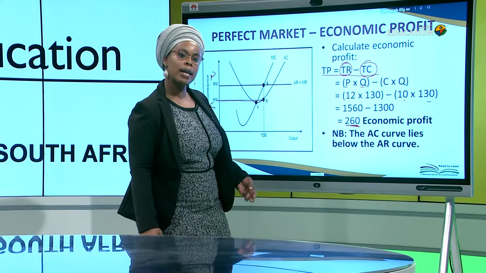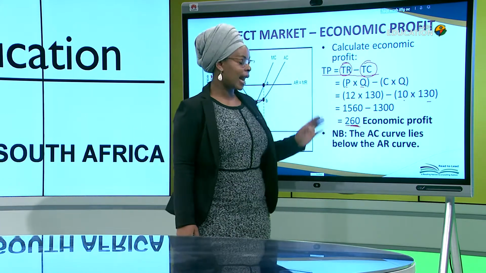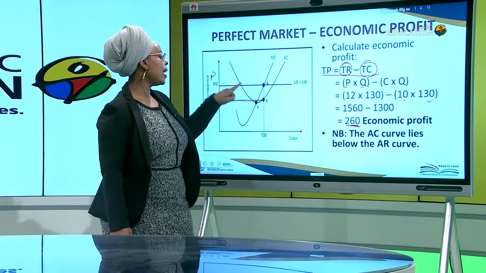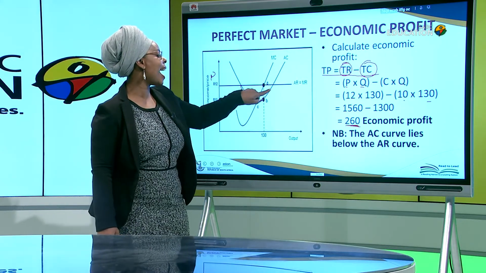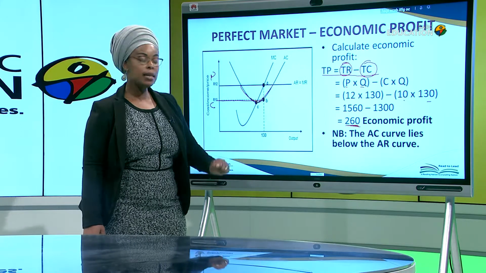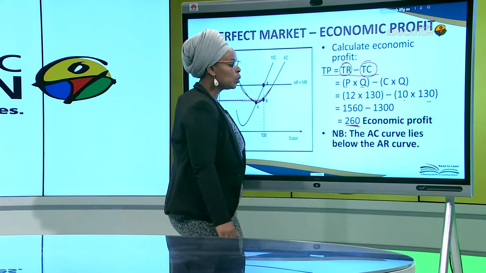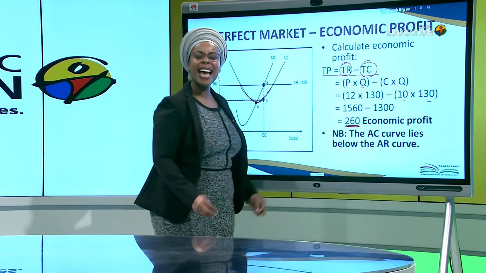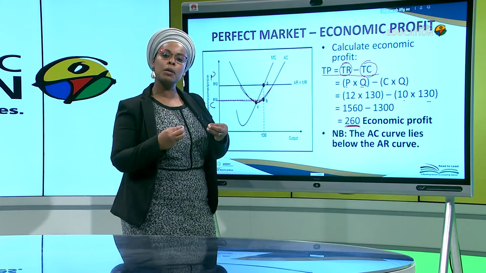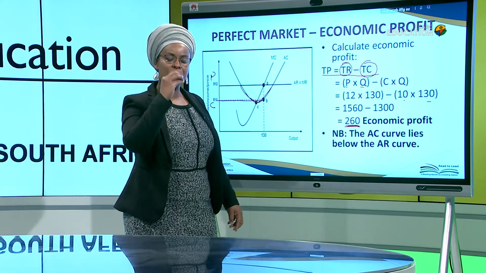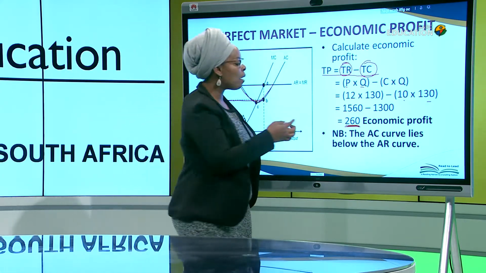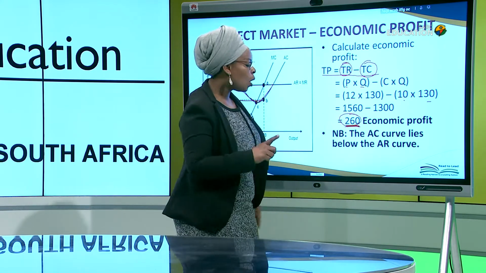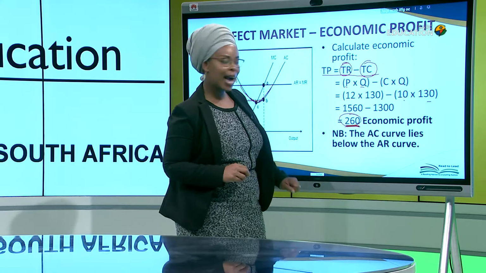So be careful whenever you are drawing the graphs. With economic profit, take note that the AC curve, at a certain point, must just lie below the AR curve. And also take note that after calculating, the figure is positive. Always when you calculate economic profit, it must give you a positive figure. And avoid giving us the answer only. Show us how you came to the answer.